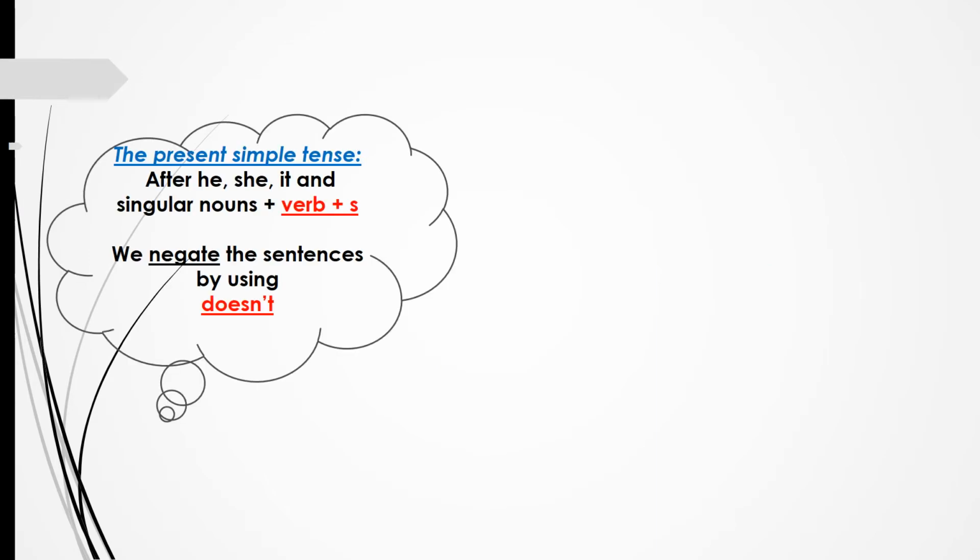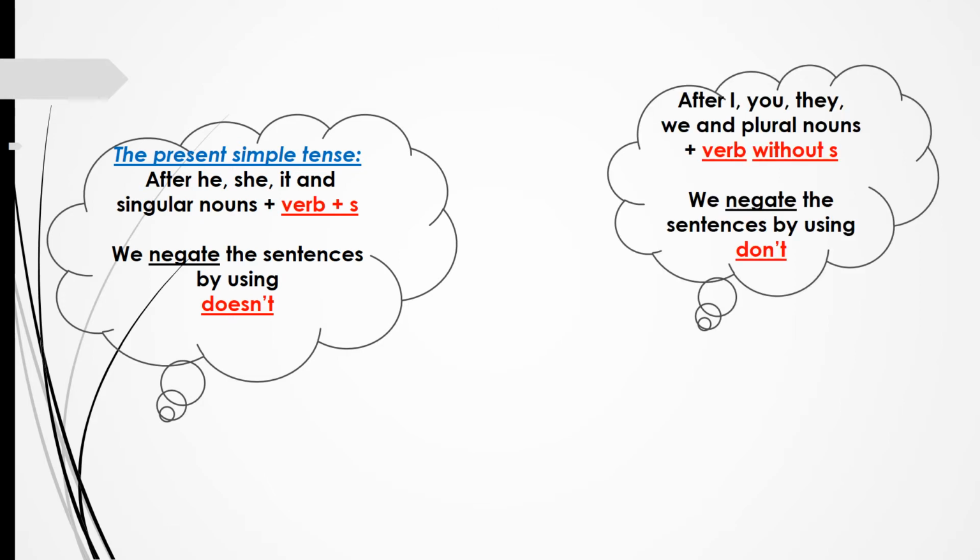Now let's remember the rules of the present simple tense. After he, she, it, and singular nouns, we put a verb plus s, and we negate the sentences by using doesn't. And don't forget to use does in the questions. And after I, you, they, we, and plural nouns, we put a verb without s, and we negate the sentences by using don't. And also we use do in the questions.